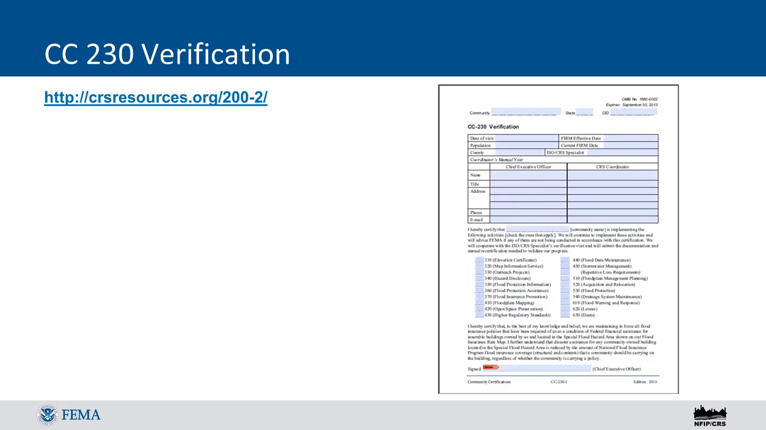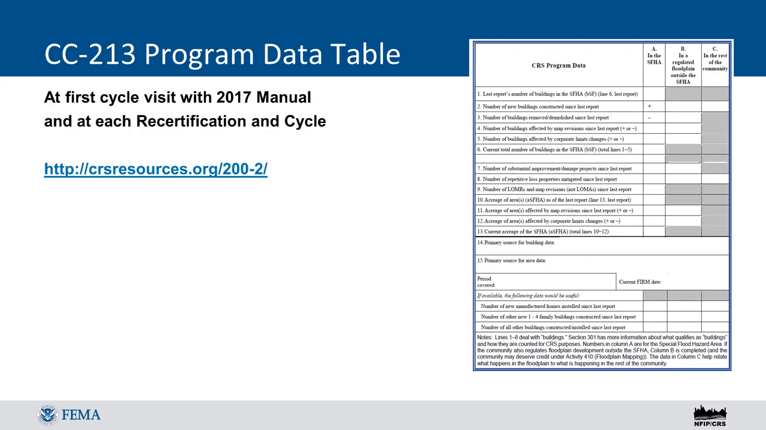We'll start with the Community Certification 230 form, or CC 230. On this form, you will fill in your community and map information, population, and also mark the activities that you're requesting credit for. Make sure this form is signed and submitted. There's also a program data table.